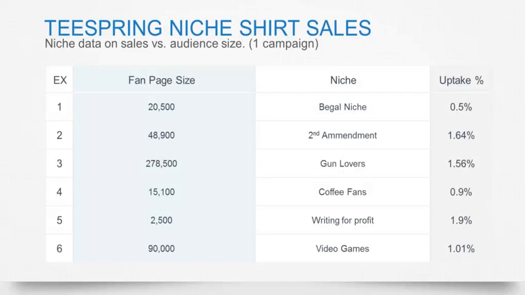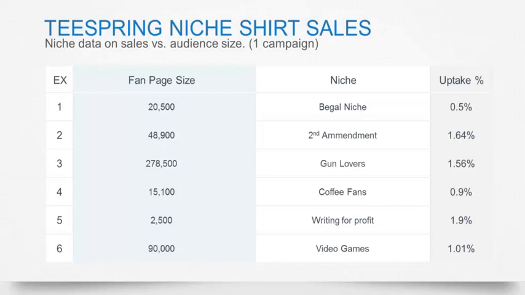So here are some uptake percentages. These are the Teespring niche shirt sale examples. This is niche data on sales versus audience size from one campaign. This data comes from one campaign in each of these various niches, so this is not an all-inclusive percentage. I just took some examples to show you.